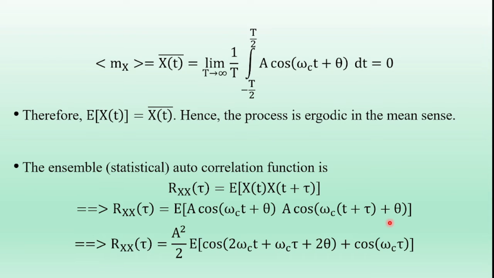So A into A, that is A squared, is written before the expectation. The term within the bracket is the form 2 cos a cos b. Here the 2 is missing in the numerator, so multiplying numerator and denominator by 2, we get A squared by 2 into the expectation of cos of a plus b plus cos of a minus b. This is the a term and this is the b term. So cos of a plus b is cos of 2 omega c t plus omega c tau plus 2 theta, plus cos of a minus b, which is cos of omega c tau.